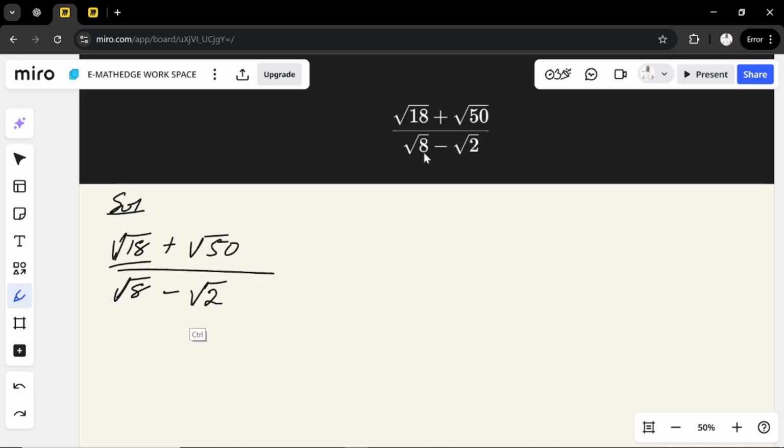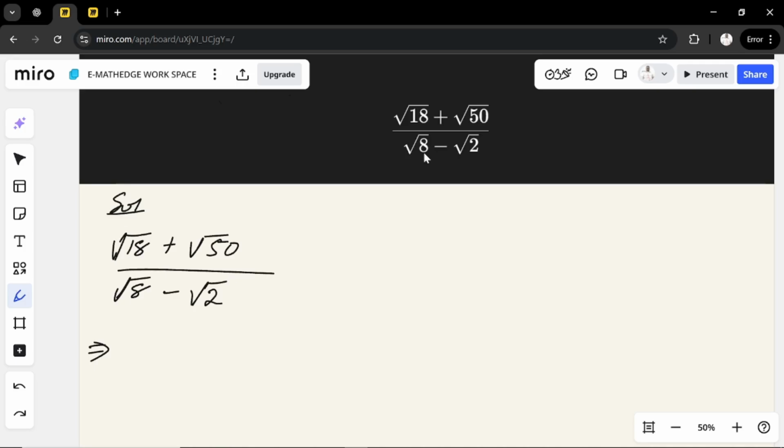So what we are going to do is to break down or simplify these large surds one after the other to their simplest form. Mind you, the question said simplify, so we are simplifying it or breaking it down to its simplest form. So let's go ahead and do that. Now this is the root of 18, right?